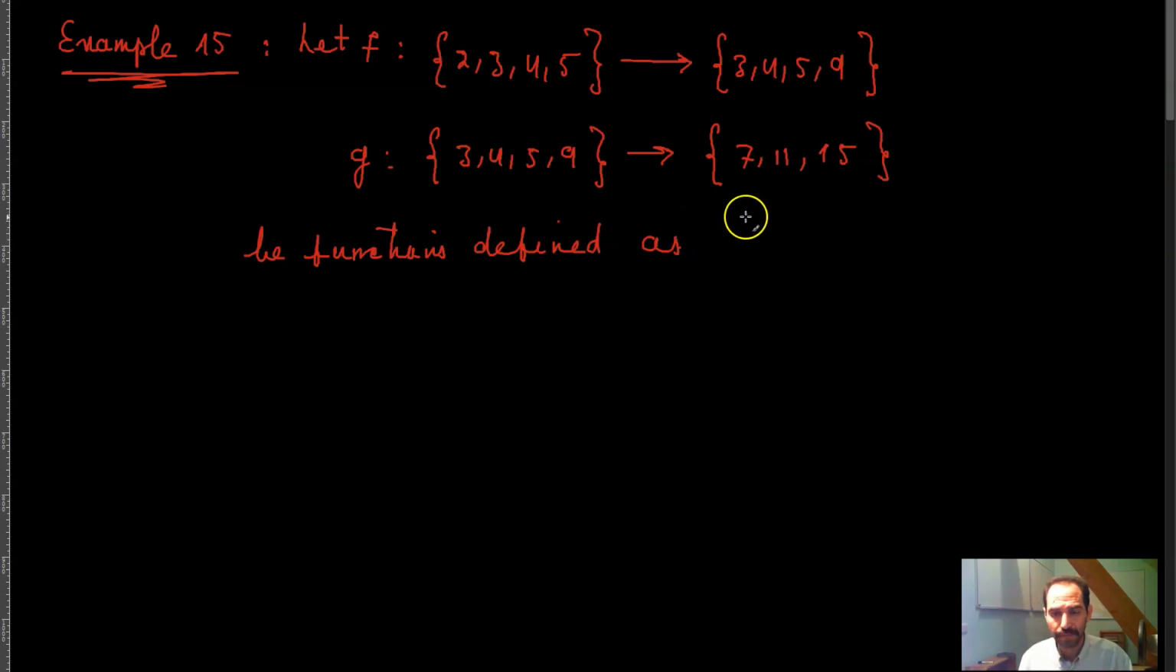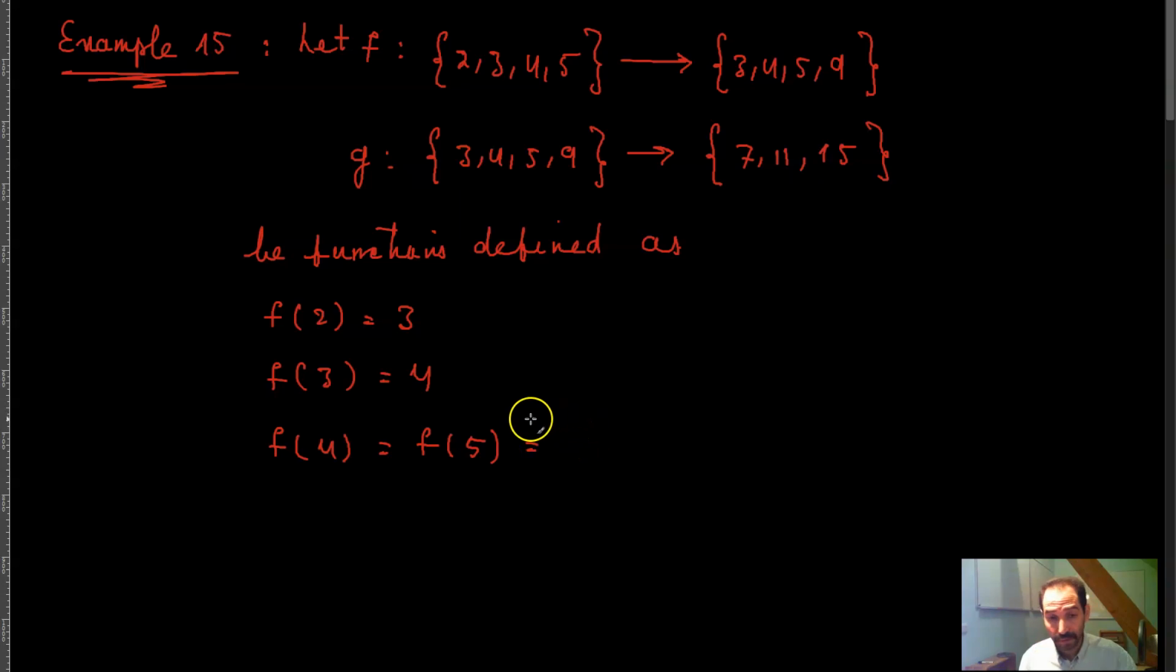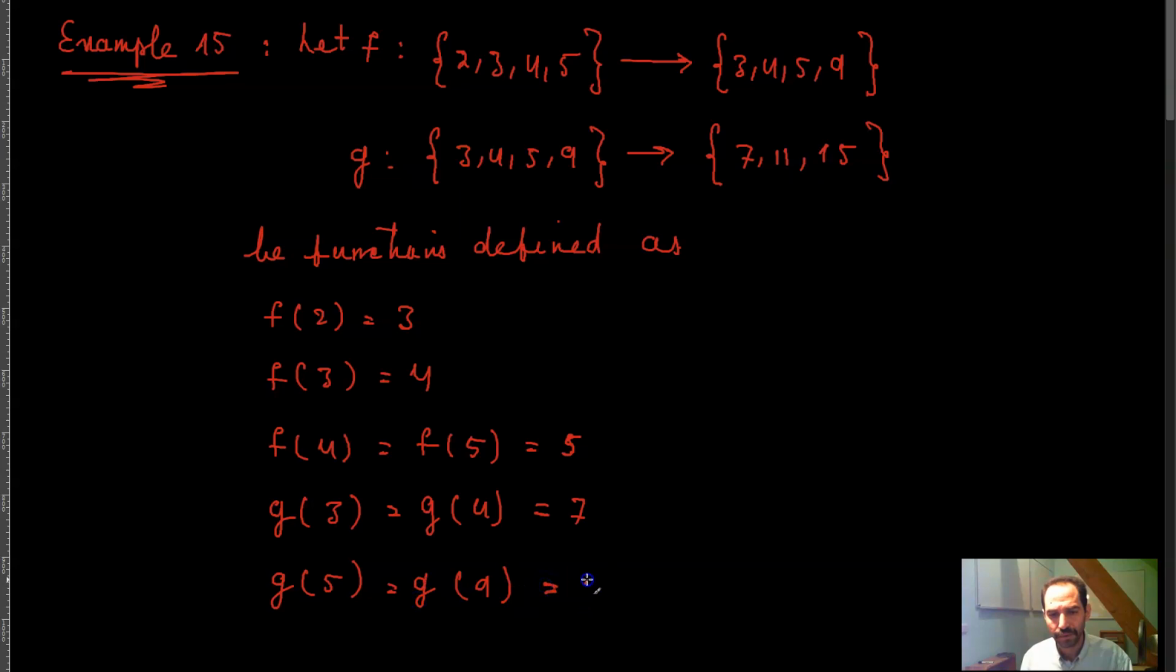f of 2 is equal to 3, and f of 3 is equal to 4, and f of 4 is equal to f of 5 is equal to 5, and g of 3 is equal to g of 4 is equal to 7, and g of 5 is equal to g of 9 is equal to 11.